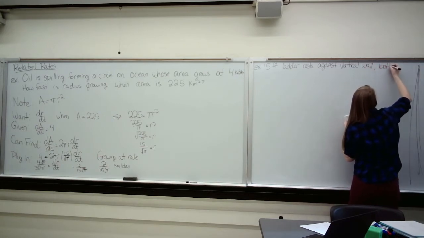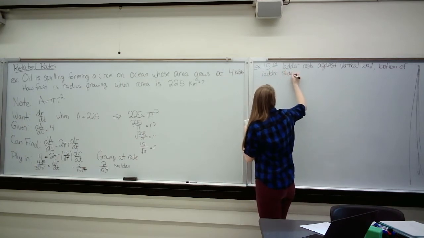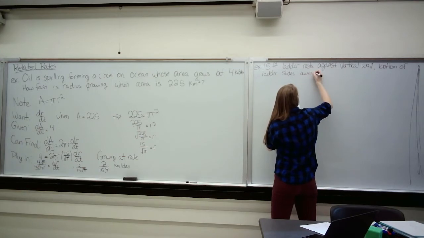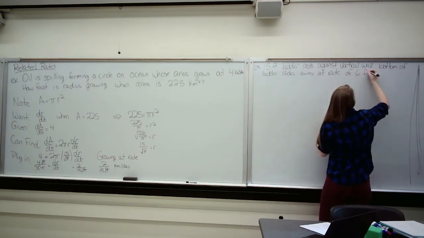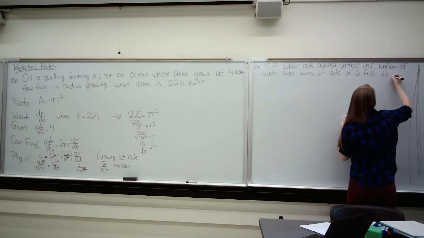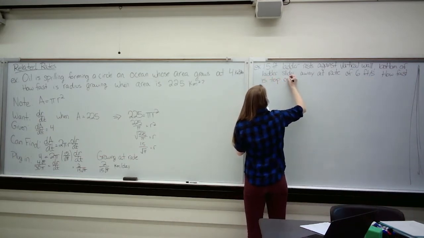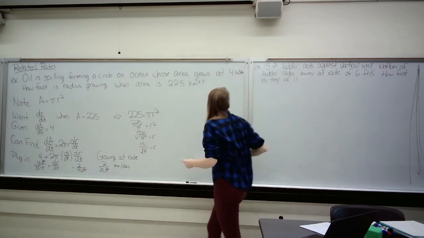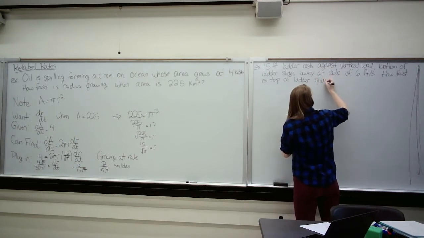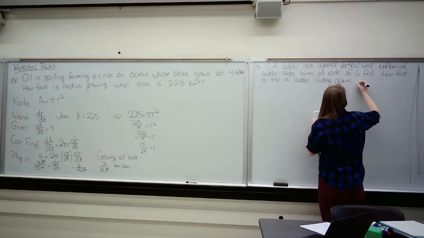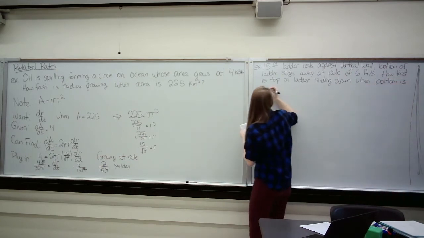Bottom of the ladder slides away at a rate of 6 feet per second. How fast is the top of the ladder sliding down when the bottom is 5 feet from the wall.